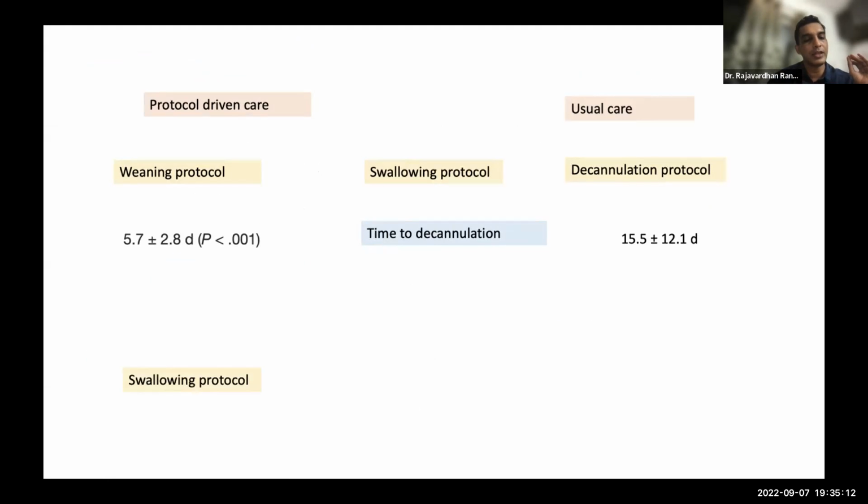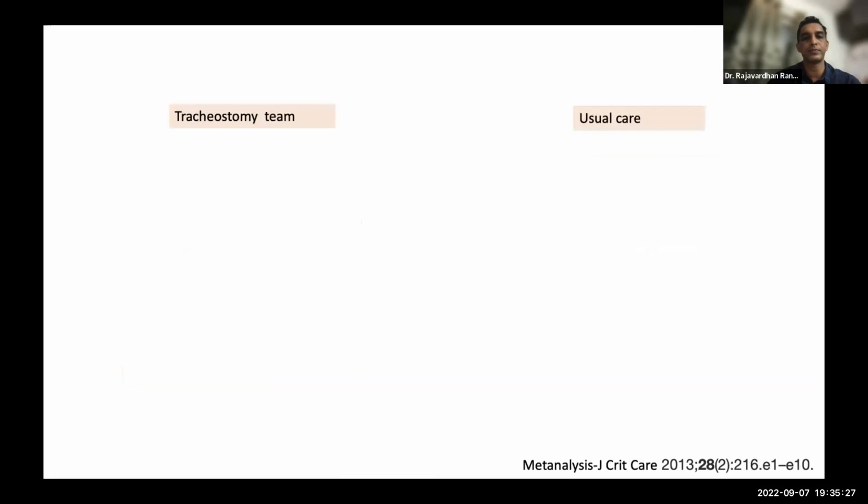Another thing is, in swallowing protocol also, there are two kinds of protocol: FEES, that is functional endoscopic evaluation of swallowing, versus clinical assessment of swallowing. If you use FEES, there's a higher chance of decannulation compared to clinical assessment of swallowing. Next, who should take care in the ward? Whether a dedicated tracheostomy team is required or usual care is okay. The team can vary in its composition. It can be an ENT specialist, a respiratory therapist, intensivist, pulmonologist, and a speech and language therapist. It can vary depending on the institute.